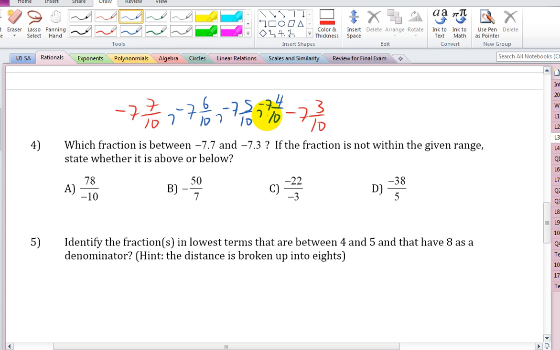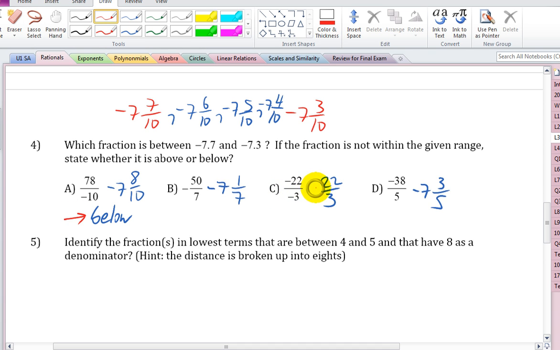Okay, so let's have a look and see what these fractions reduce to. This here would be negative 7 and what over 10? 8. Okay, so this one, is this above or below? Below. Okay, it's outside the range and it's below the range. Okay, this one, convert these fractions to mixed fractions. Go. Okay, convert them. Okay. You guys got these? Okay, so this one here is below.